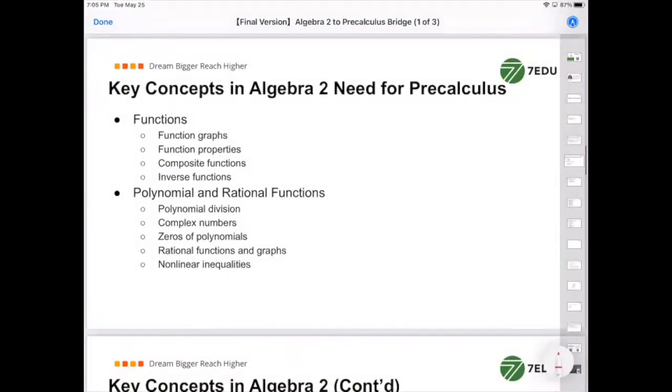Some key concepts that you learned in Algebra 2 that you will need for pre-calculus. So the first one is functions. We've probably noticed a pattern by now that functions are important throughout all of our math courses. But in Algebra 2, you talked about function graphs, transformations and things like that, properties of functions, composite functions.